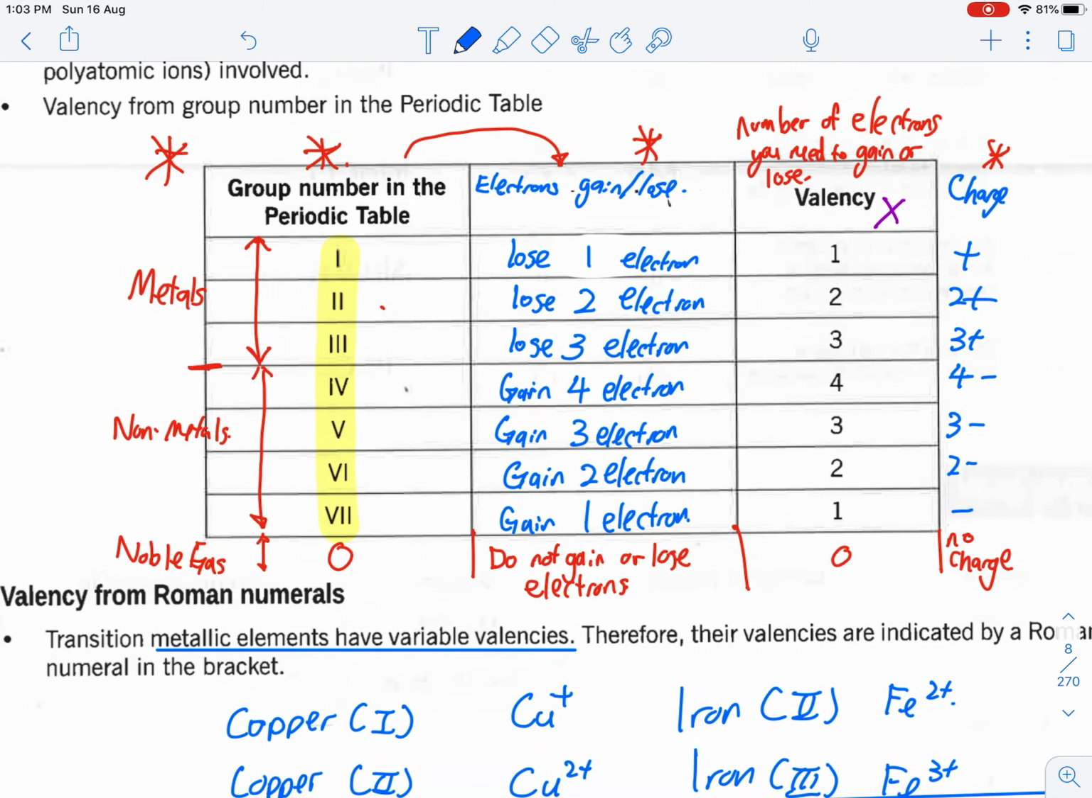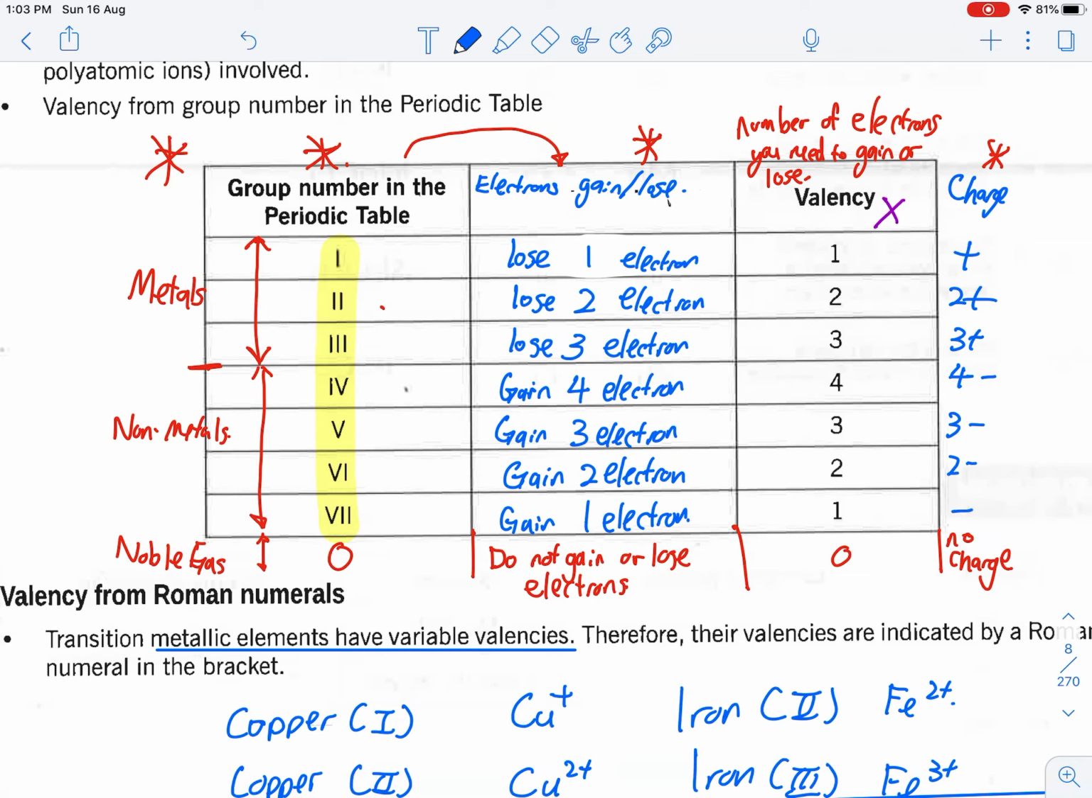The individual elements will either gain or lose electrons to achieve the noble gas configuration, or the stable state configuration. When this occurs, metals from group 1 will tend to lose 1 electron. When you lose 1 electron, you have an overall charge of plus 1, but in the exams you just put the charge as plus.